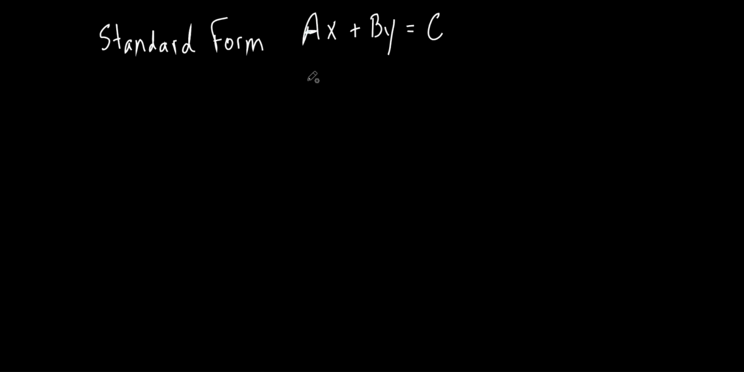Now, there's got to be a couple things that are true. So A, B, and C have to be all integers. I'll talk about what an integer is in a second, if I could spell it right. Integers. Yeah, A, B, and C. I'll write that right here. So A, B, and C have to all be integers.